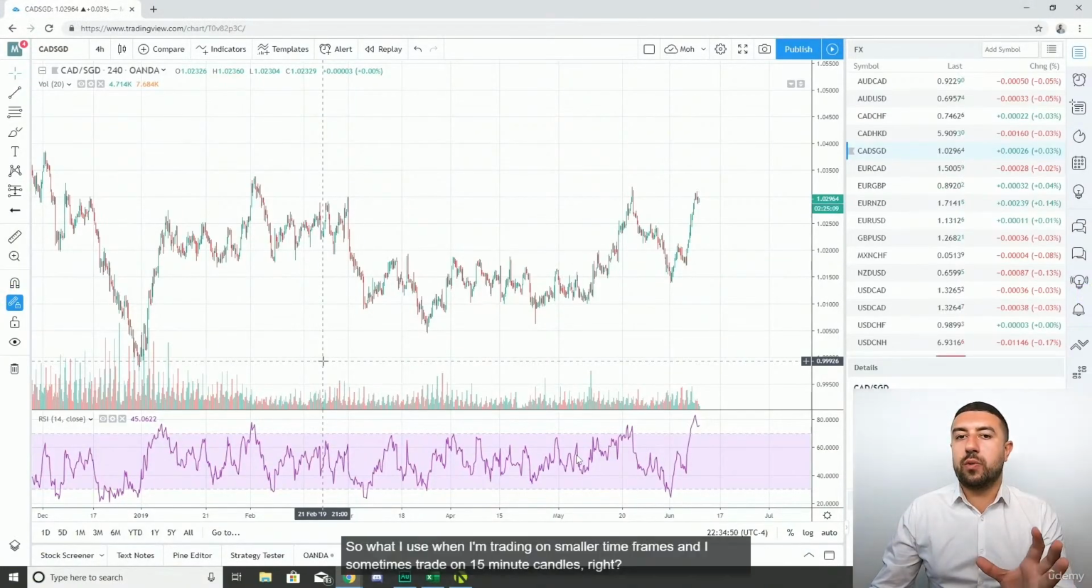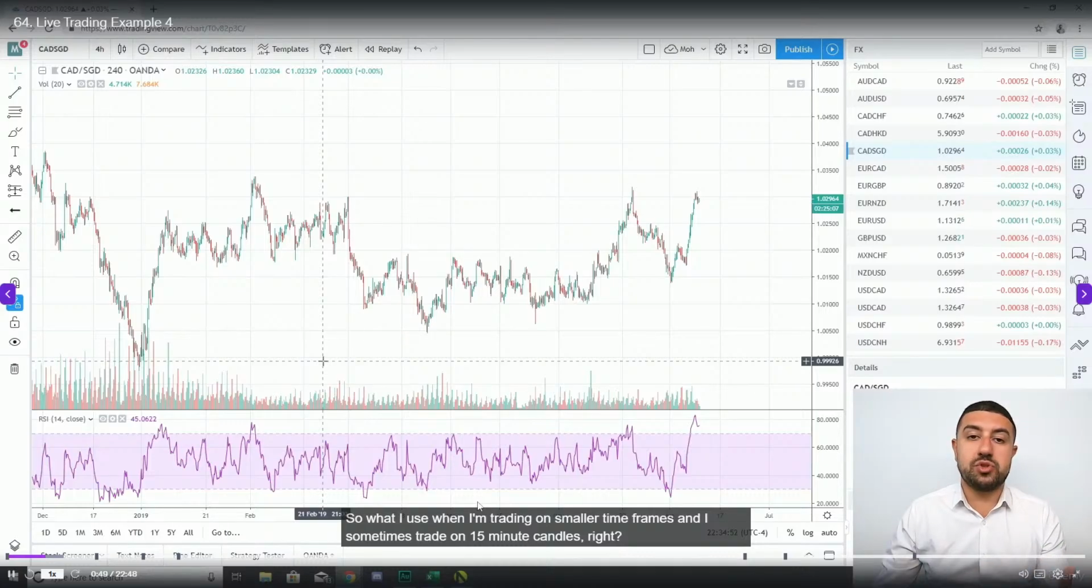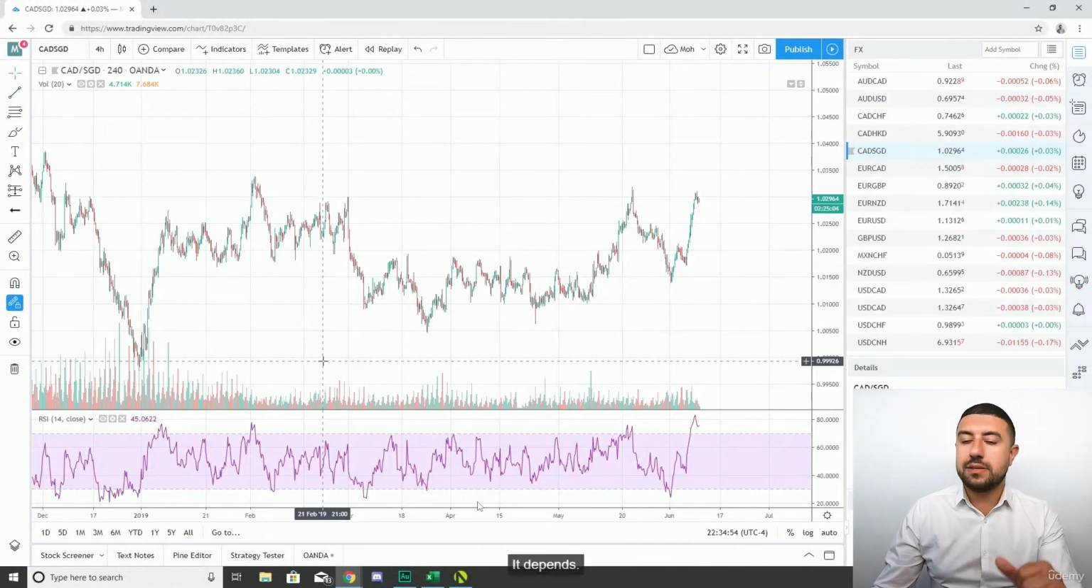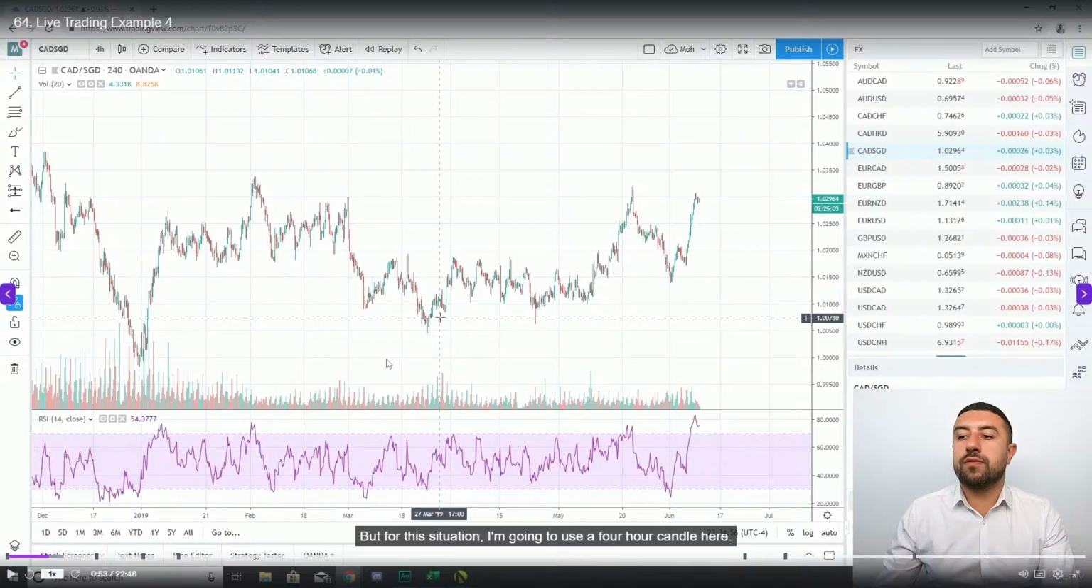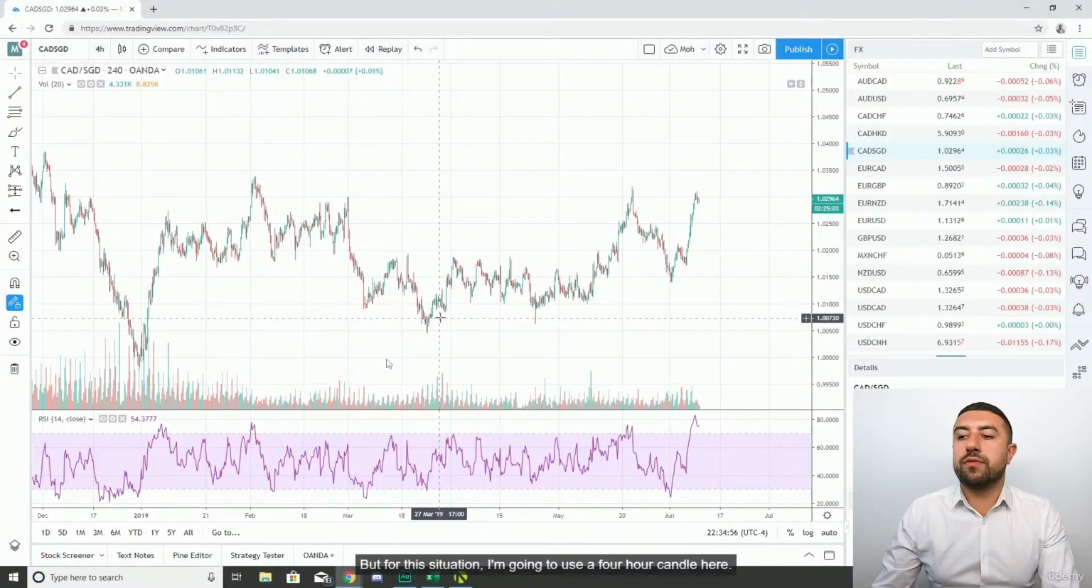So when I'm trading on smaller time frames, and I sometimes trade on 15-minute candles, it depends. I would do some analyzing on the hour and 4 hour, but I'd rather take my trades on the 15-minute time frame because I just feel like that's, I don't know if there's a difference between the time frames and how much money you will get while trading, but I feel like the 15-minute time frame will make me more profitable.